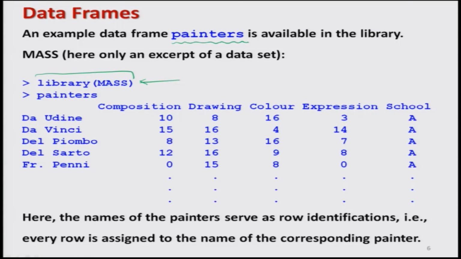And once this package is loaded, I try to see what is happening in the data set painters. For that I simply write down painters and press enter, and I get this type of information. I will try to show you on the R console also, but before that let us see what type of outcome we are going to get. You can see here that these are the names of the painters.